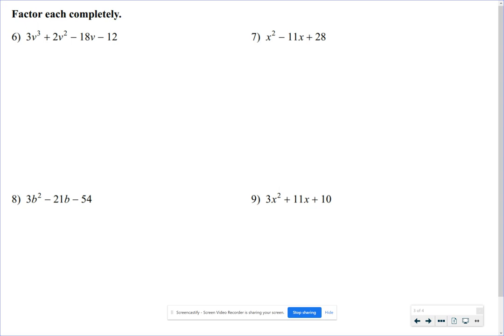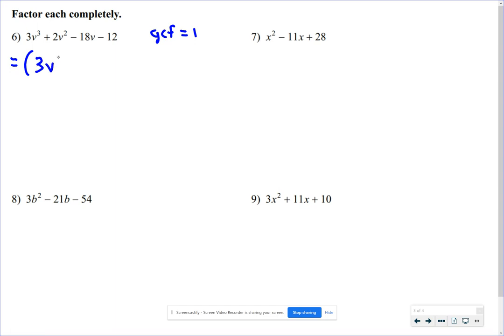The 12 back here at the end doesn't have a v, so our GCF is a 1. So the first thing we need to look at is our GCF, and when I look at all 4 terms, I see that the GCF is a 1. So I'm going to do this first example with grouping. When I do another one a little bit later on, I'll do it with the box method to review that. But I'm going to do grouping on this one.